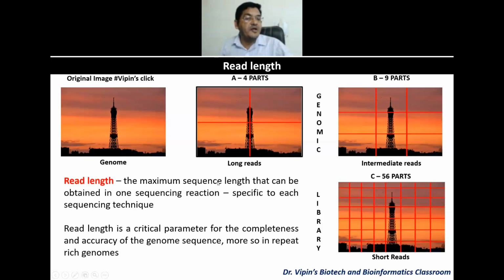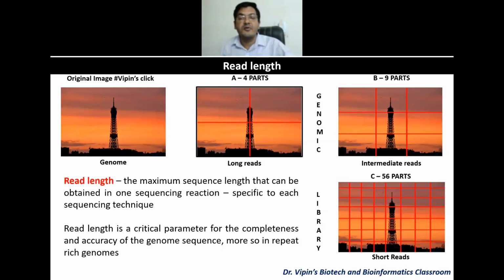Read length is the maximum sequence length that can be obtained in one sequencing reaction, and this is specific to each sequencing platform. So depending on which sequencing platform you are talking about, for example, Illumina will have around 150 bases, Ion Torrent 100 bases, Pyrosequencing, which is now obsolete, had around 400 bases. Sanger sequencing had around 900 bases, and so on and so forth.